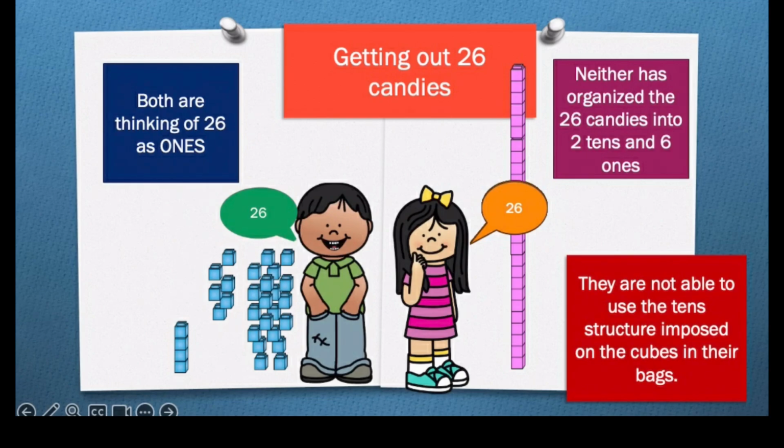I am confident that if we were to ask Sam or Danielle how many cubes are in one 10 stick in their bag of supplies, both of them would answer 10. But we can see from what they did that they are not able to use the information that there are 10 in one stick. They are unable to conceptualize 26 as 2 10s and 6 ones. For them, 26 is 26 ones, or a single entity of 26.